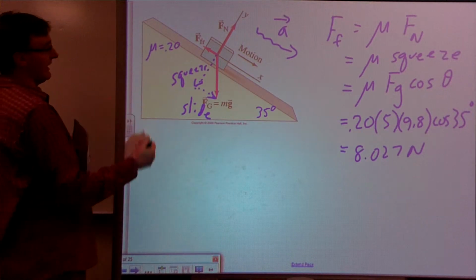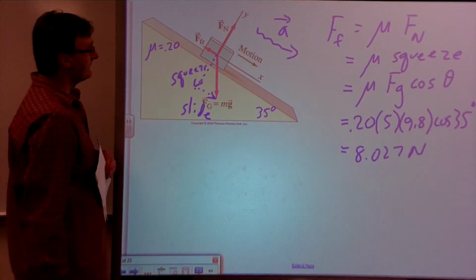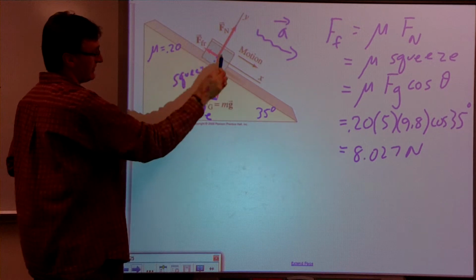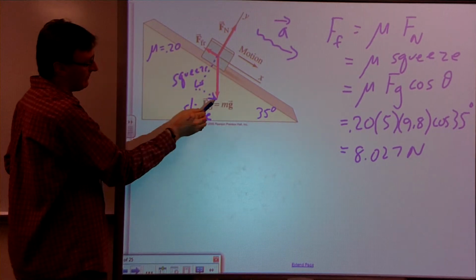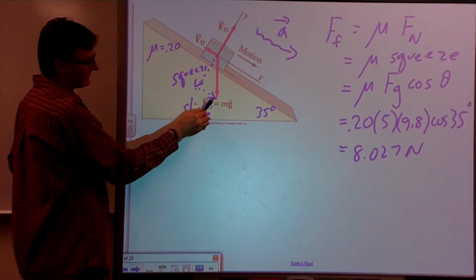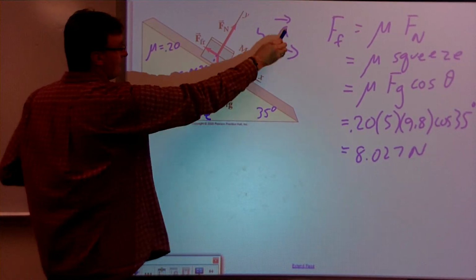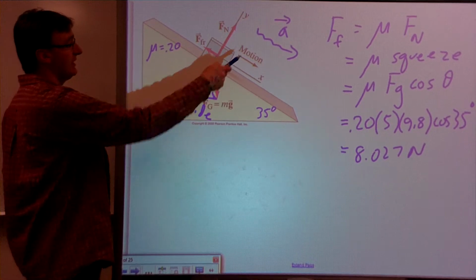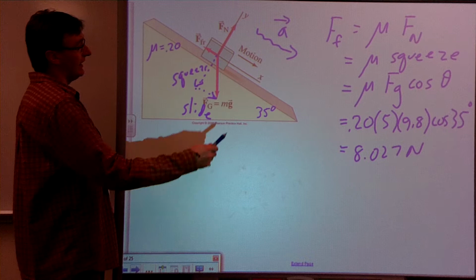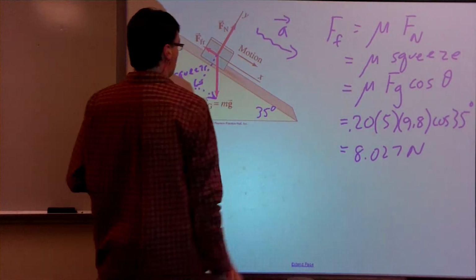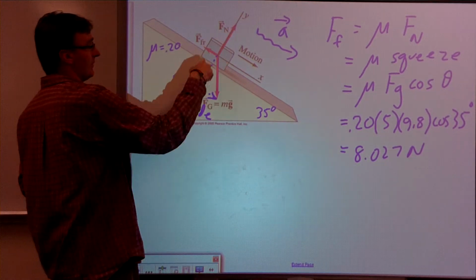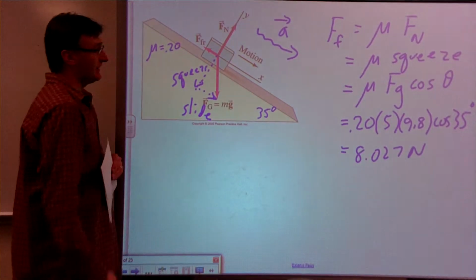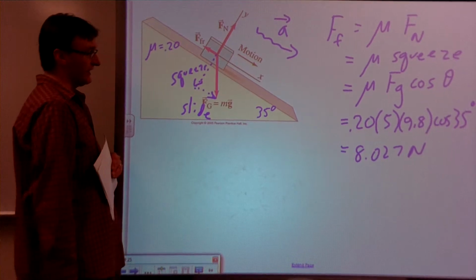All right, your free body diagram, this is what you want to put on there. Put the direction of motion, the normal force, force of friction, force of gravity, plus the components, the squeeze component and the slide component, and the direction of your acceleration. So first find the force of friction, which is mu Fn, and Fn is the same as the squeeze force in this case because there are no other forces in the y direction. So that's going to be mu Fg cos theta.